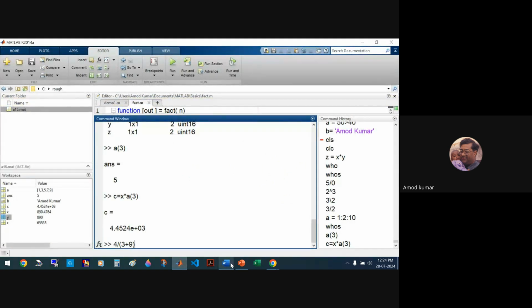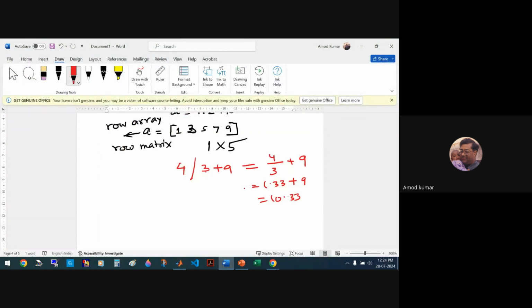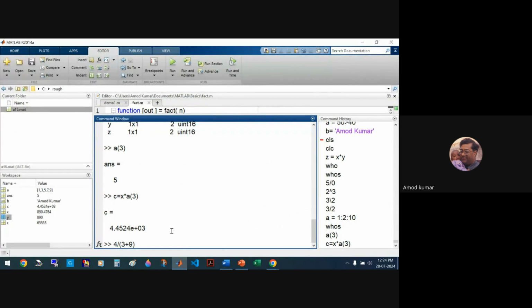First, let me finish it. If you want to divide 4 by 3 plus 9, I think you understand what I'm going to say. This means this, in fact. So that means it will be 4 by 12. Whatever it comes to, 0.3 something, forget it. I'll show you that. So you have to take care.